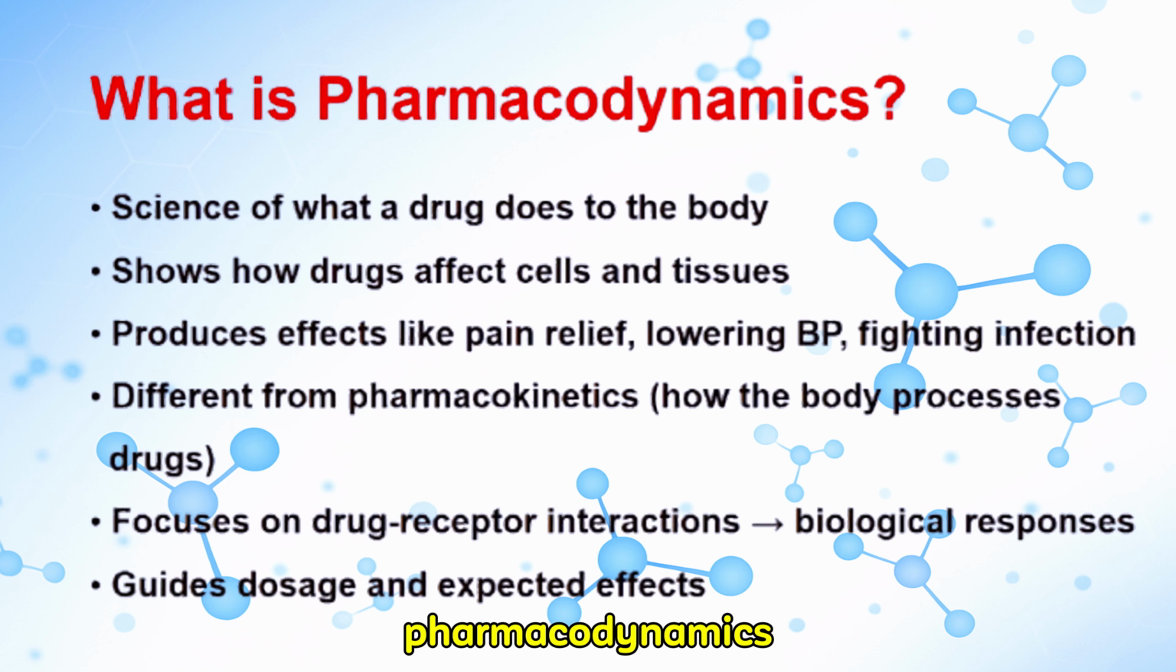What is pharmacodynamics? Pharmacodynamics is the science of what a drug does to your body. It explains how drugs cause changes in your cells and tissues to produce effects, whether that's pain relief, lowering blood pressure, or fighting infection. It's different from pharmacokinetics, which is about how your body processes the drug. Here, we focus on how drugs interact with specific targets called receptors, and how those interactions create a biological response. Understanding this helps prescribers decide how much drug to give and what effects to expect. Now, let's take a closer look at the main types of targets drugs act on in the body.